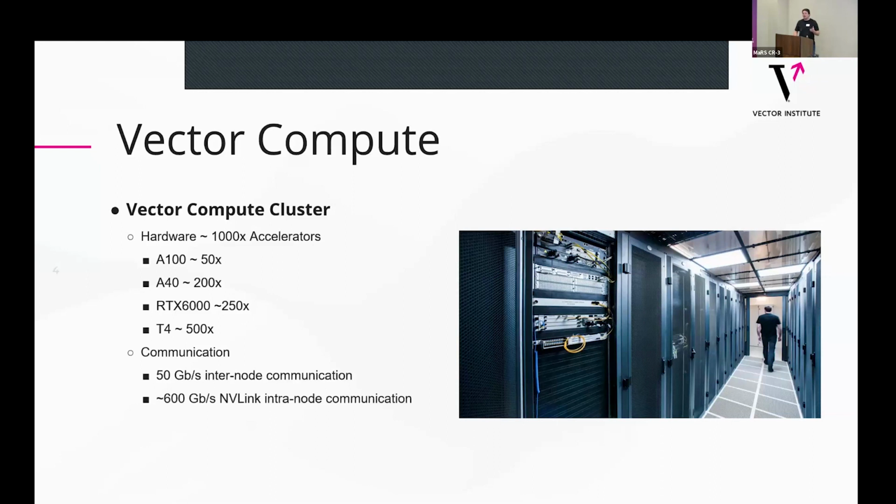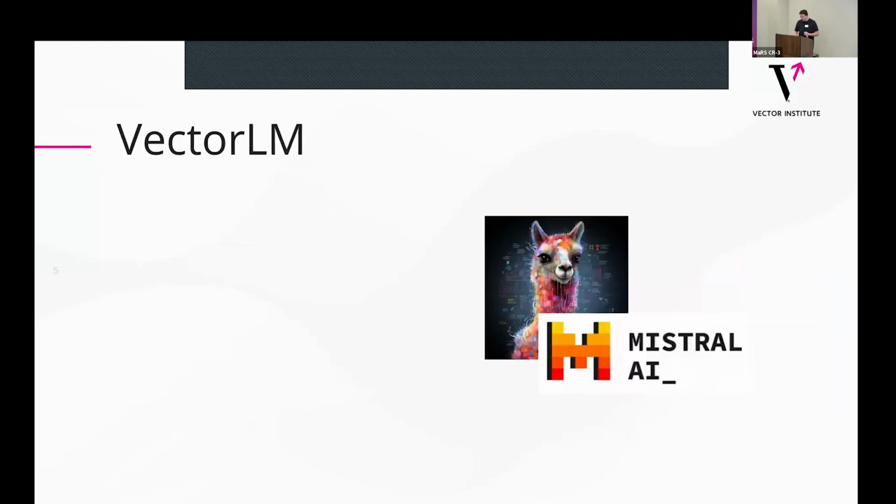But we do have relatively fast communication within a node. So that's sort of an important thing to remember moving forward. Inter-node communication slow, communication within a node reasonably quick. So that's the constraints that we're working with.